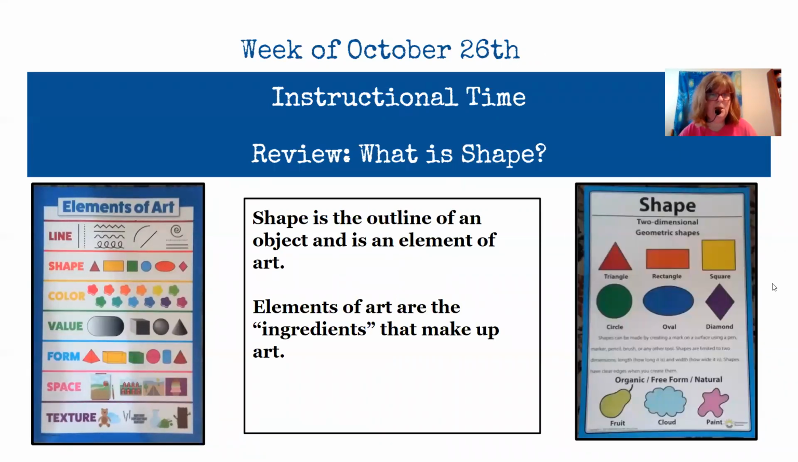And we talked about shape. Shape is also an element of art. One of the parts of the recipe that make up art. Shape is the outline of a shape, an object, and is an element of art. And we talked about different types of shapes, like triangle, which we see here, rectangle, square, circle, oval, which looks like a circle that's been stretched out, and a diamond. And we also talked about organic shapes. That would be like leaves or flowers or even pumpkins.